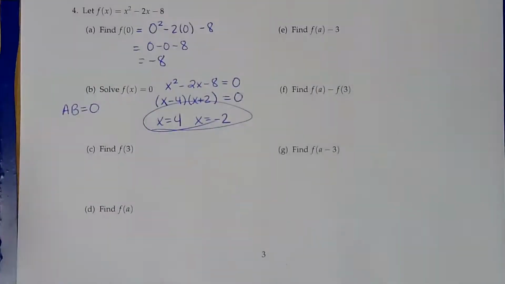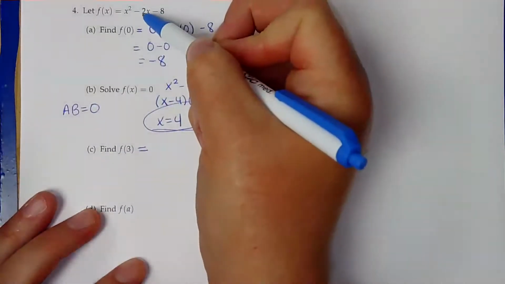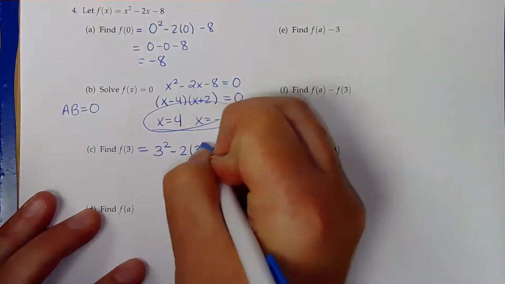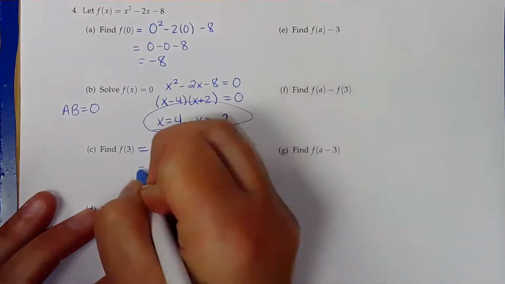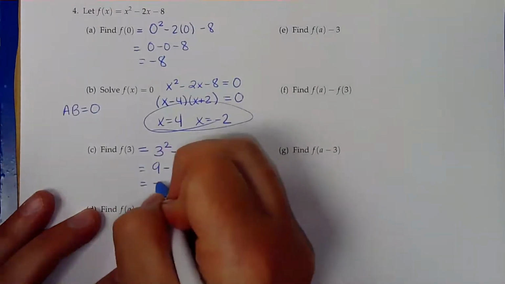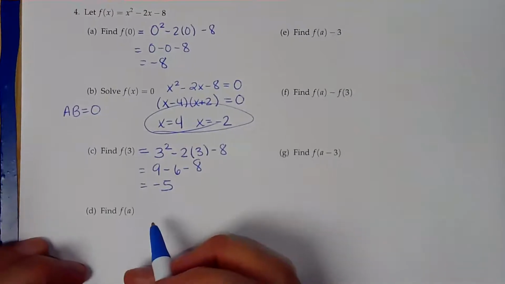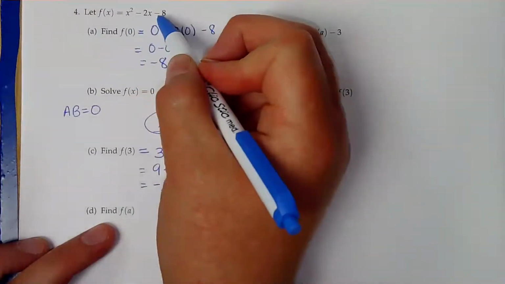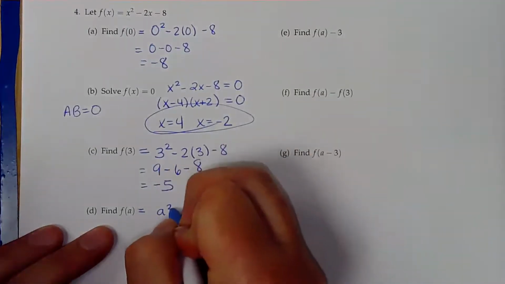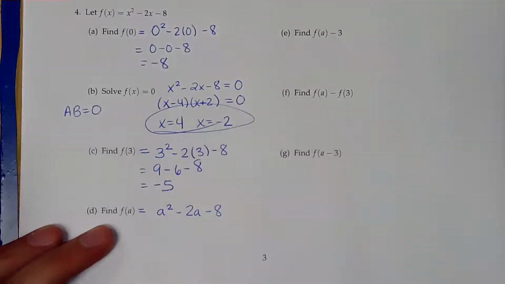All right, so let's give this a try. So f of 3, this is an output one. So I'm just going to plug 3 into my function and number crunch that. So I have 3 squared minus 2 times 3 minus 8. So 9 minus 6 minus 8, and that gives me a negative 5. Right, and then letter D, f of a. Everywhere I see an x, I'm going to replace that with an a. So I get a squared minus 2a minus 8, and that's all we're doing for that one.